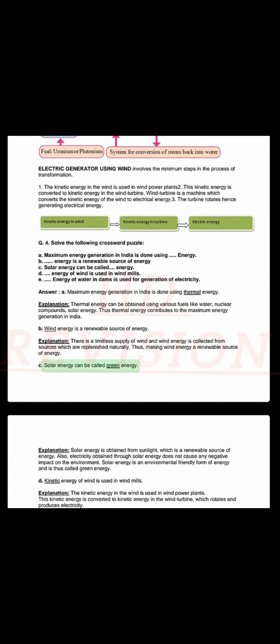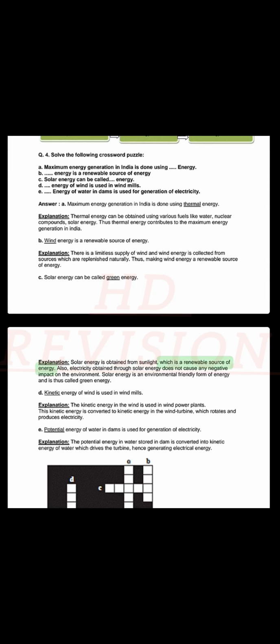C. Solar energy can be called green energy. Explanation: Solar energy is obtained from sunlight, which is a renewable source of energy. Also, electricity obtained through solar energy does not cause any negative impact on the environment. Solar energy is an environmental friendly form of energy and is thus called green energy.